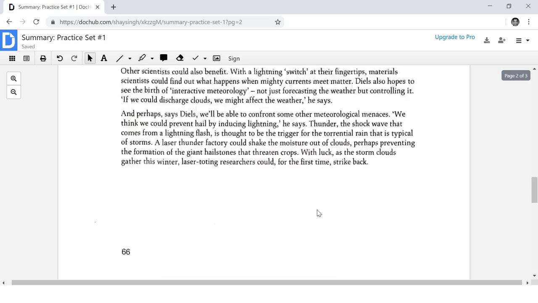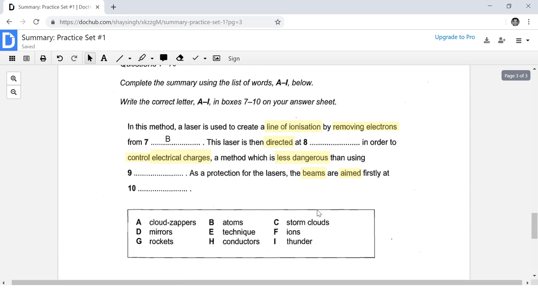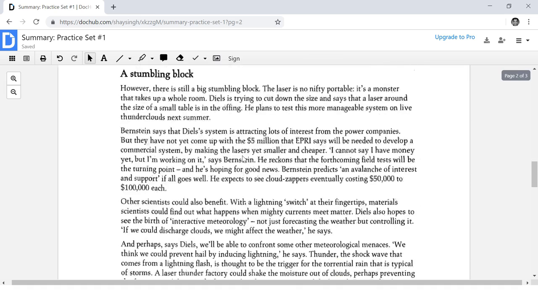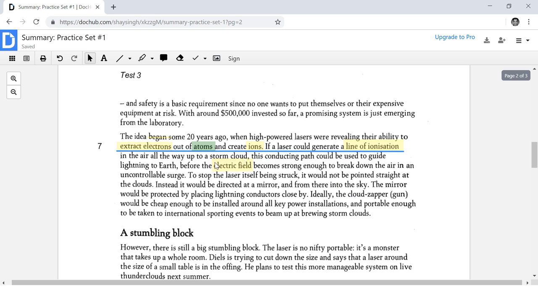Okay, let us come down to our question here. So the laser is directed at what in order to control electrical charges? Well, it talked about that up here. It's talking about how we have to control electrical charges so that they don't become strong enough to break down the air. See? So we have to do that in order to avoid this negative thing from happening. So what do you think the correct answer is going to be? Do you see it?